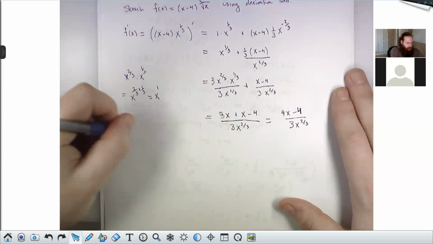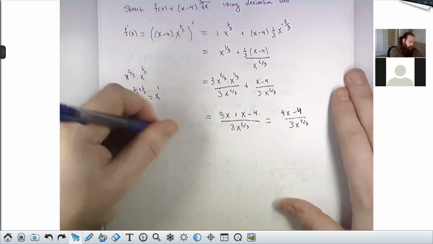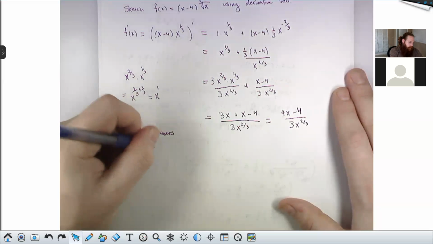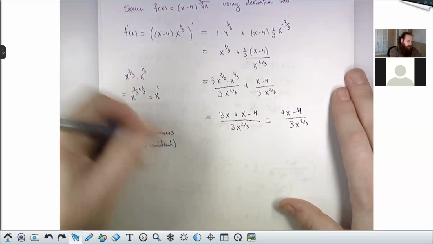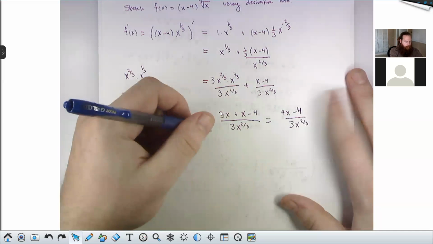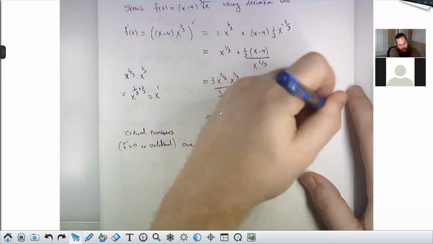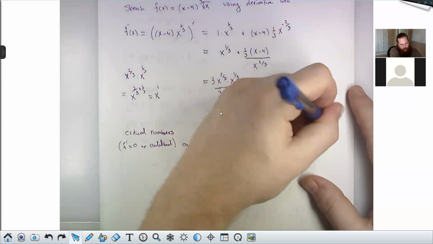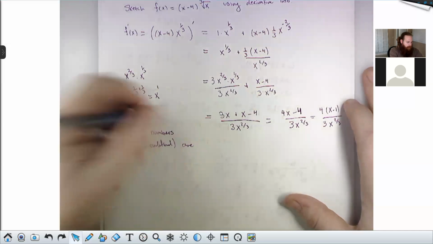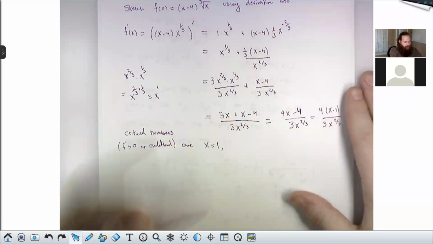So my critical numbers, the places where f prime is 0 or undefined, are places where the top is 0. So 4x minus 4 will be 0. If you factor the 4, you'll see that that's the same as 4 times x minus 1. So the top will be 0 when x is equal to 1. And the bottom is 0 when x is equal to 0.